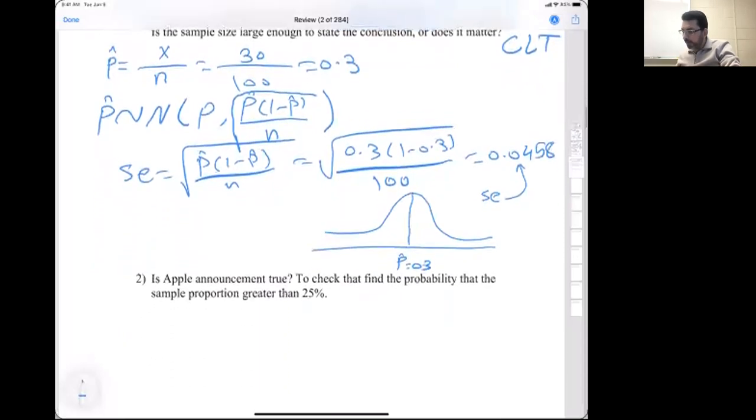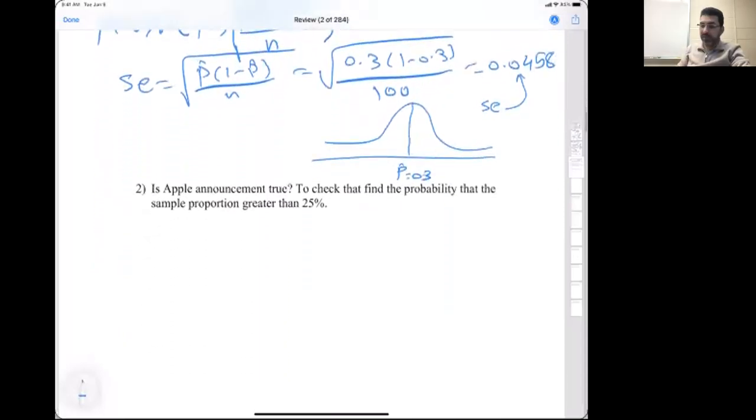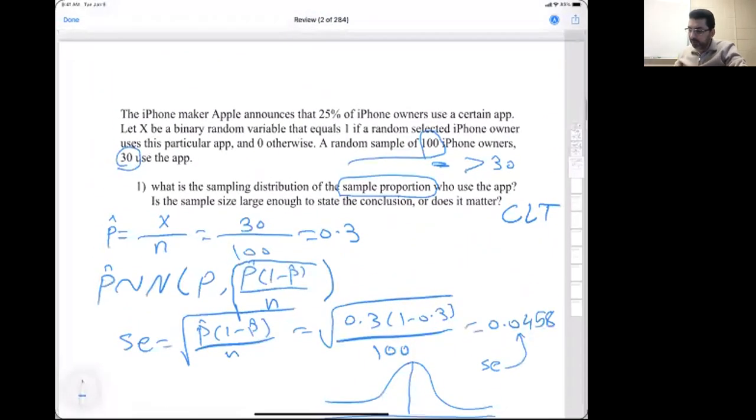So now we have this question: is Apple's announcement true? Don't forget that Apple says 25% of iPhone owners used a certain app. So to check if this claim is true or false, we have to find the probability at 0.25, this proportion, based on the sample we collected, the 100 iPhone owners.